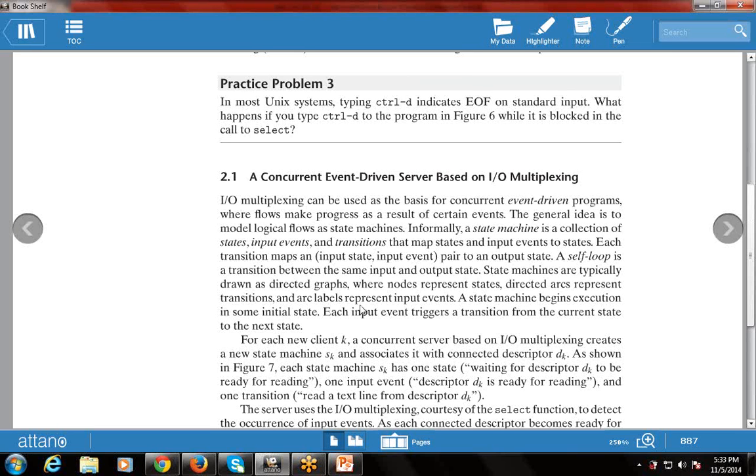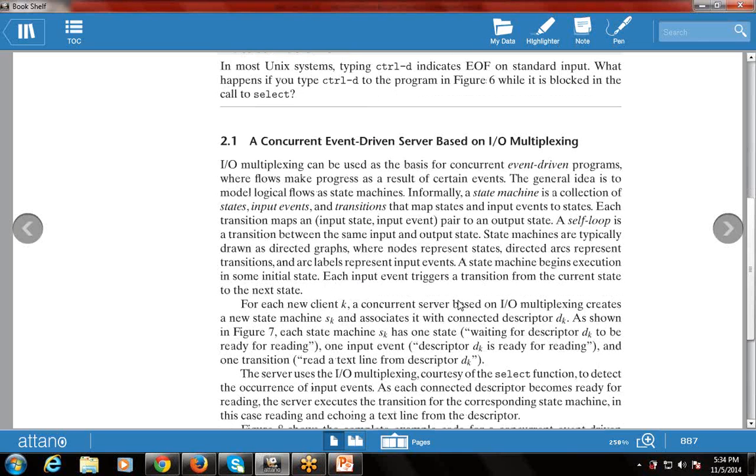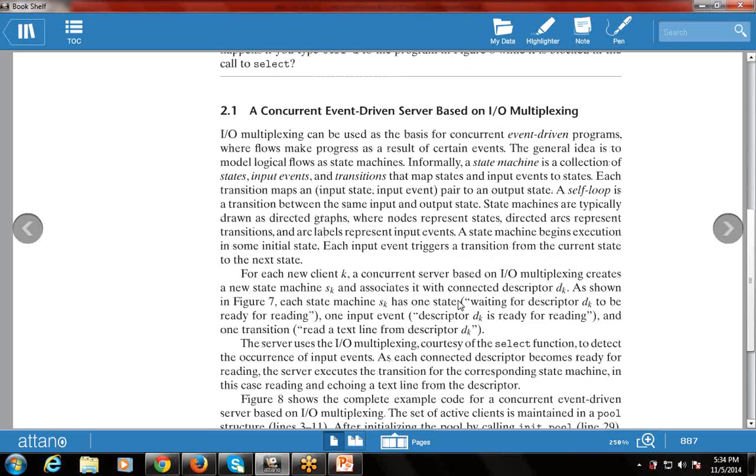Whenever we use the concurrent event-driven server, which is also based on input output multiplexing, it uses a state machine that contains various states, various input events, and various transitions that map the states and input events to different states. A self loop is a transition that is maintained between the same input and output state. State machines are typically drawn as a directed graph, where nodes represent the states, directed arcs represent the transitions, and the arc label represents the events.